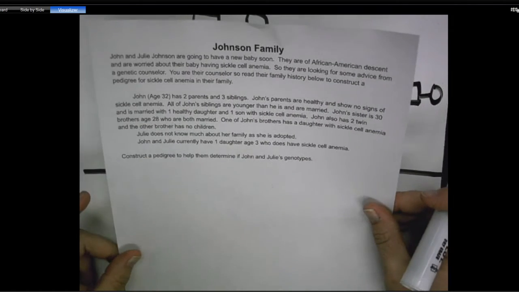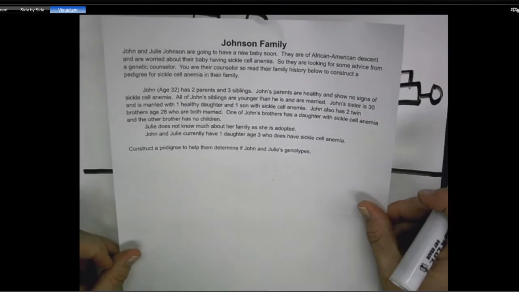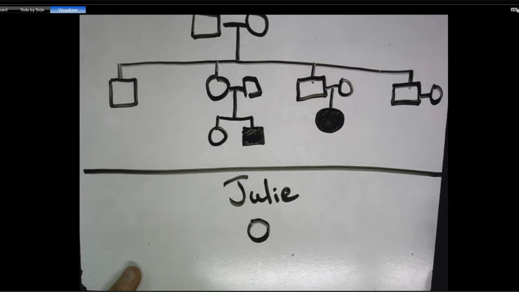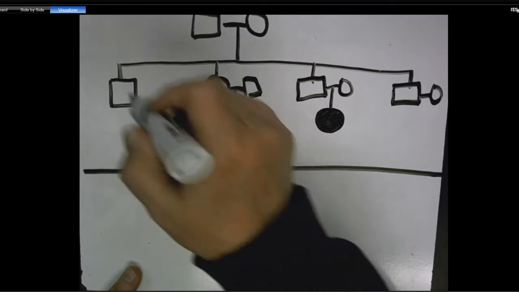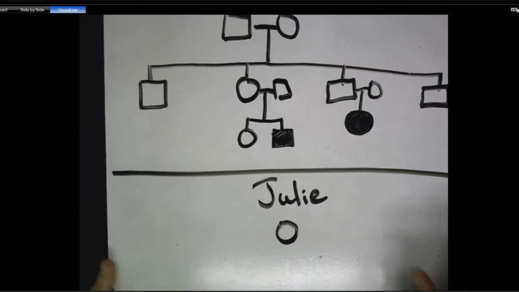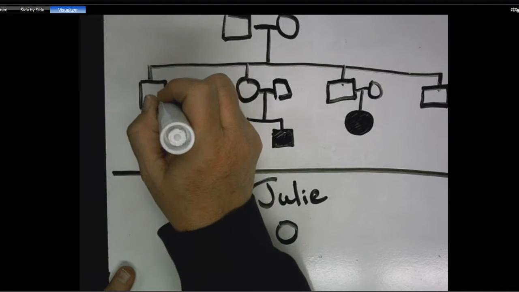And it says Julie does not know much about her family as she is adopted. So really all we have is Julie. So we're going to go ahead and just add her in because we don't have to add anything. We could add if she had parents. So at first, we're just going to add Julie here.